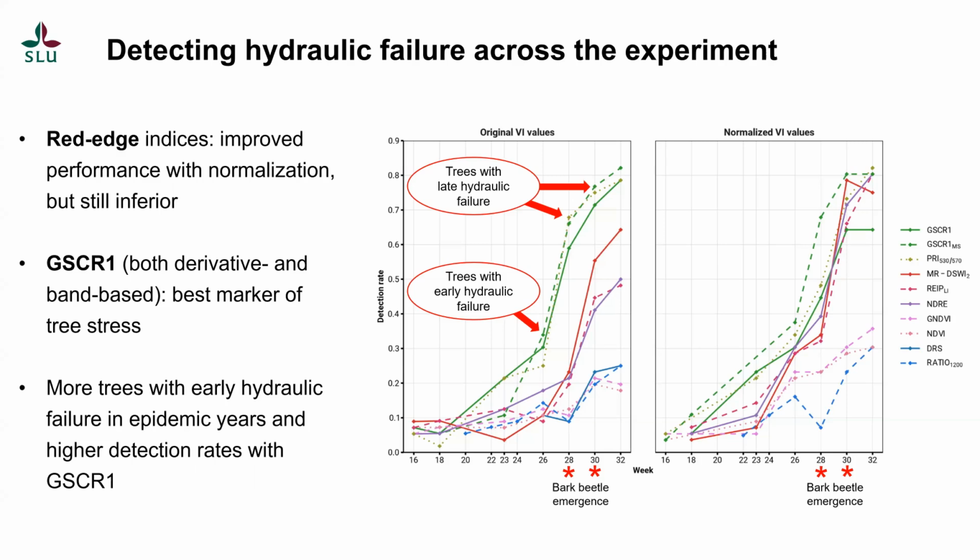So we have some improvement in the detection curves of these indices, but the detection rates are still inferior to the green shoulder indices. And the green shoulder indices are still performing better than PRI. That is the current benchmark for this green region of the spectrum. And then what we also see that is very interesting is that the green shoulder ratio 1, which is based on derivative curves that you can only obtain from hyperspectral data, doesn't necessarily perform better than the simplified version, which is using just a few bands.